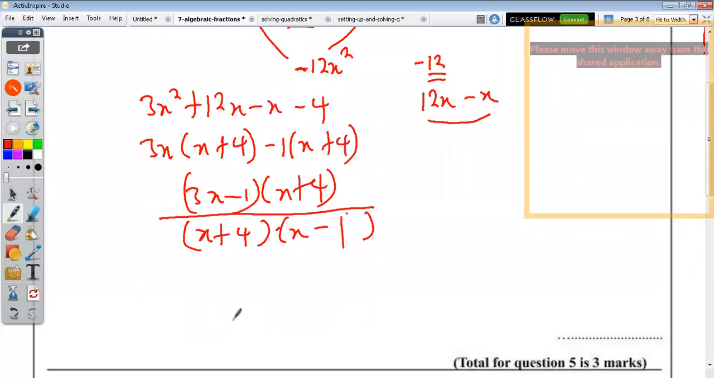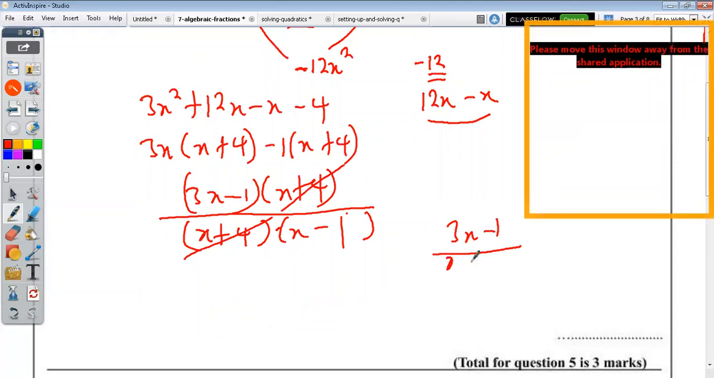Like that. Clear? This cancels, that cancels. So we have 3x minus 1 over x minus like that.